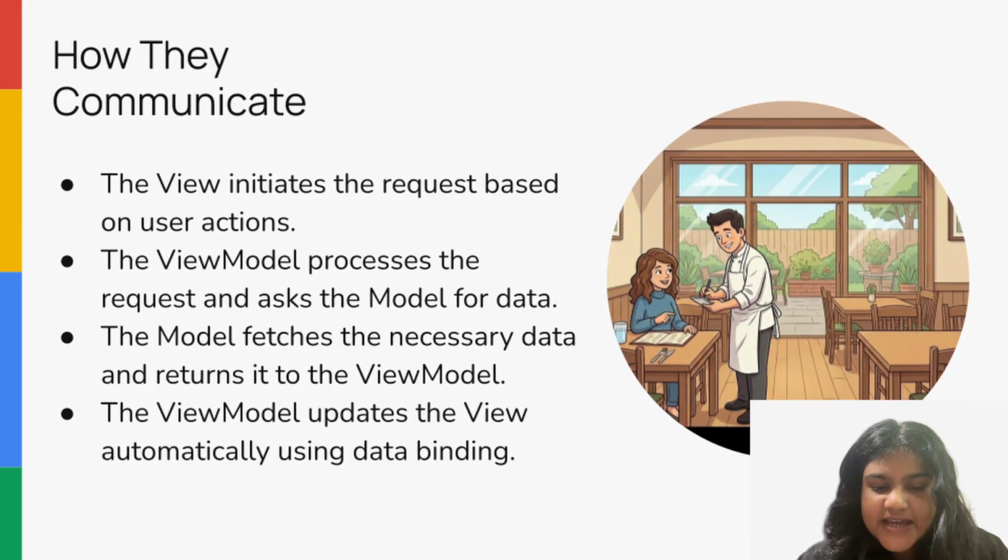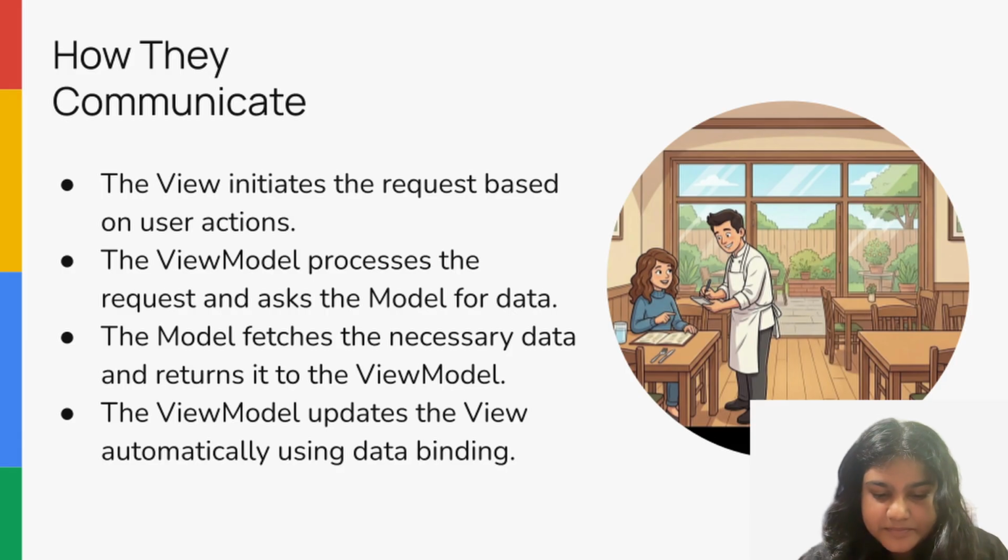Now let's trace the execution path of a single user action to understand the communication protocol. It starts with the view. The user clicks a button, the view captures the interaction. The view calls a function in the view model. The view model determines what needs to happen, maybe fetching a user profile. It requests this from the model. The model performs the heavy lifting here, querying the database or hitting an API endpoint, and returns a result to the view model.